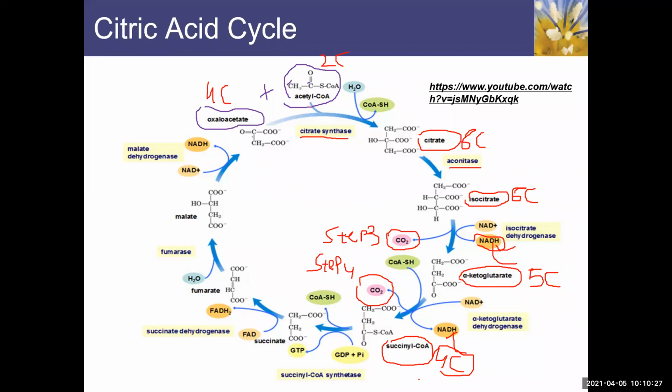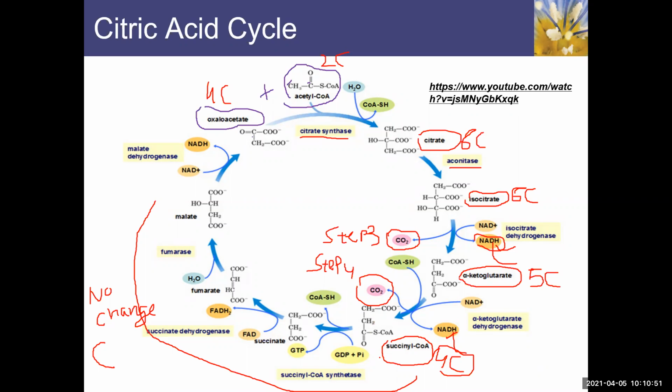Now, after this, there's no change. Remember that after that, there is no change in the number of carbons. So remember that, no change after this. That's how you can memorize it. No change in the number of carbon atoms after succinyl-CoA.